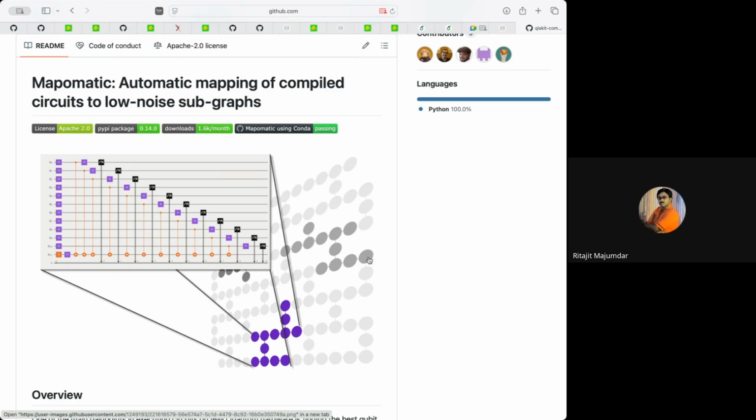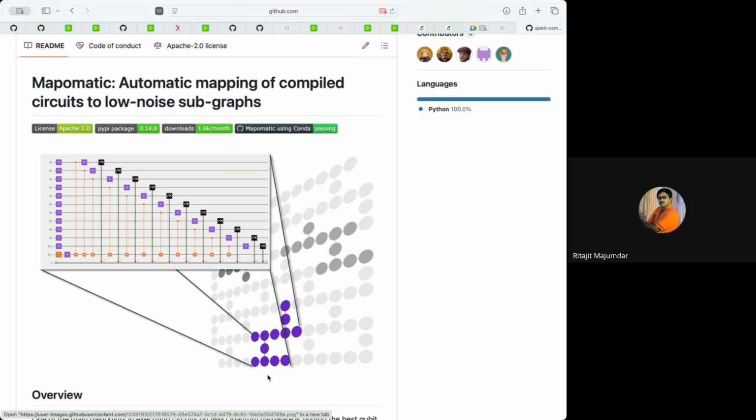If the ordering of the qubits doesn't change, then the number of swap gates required here versus the number of swap gates required here will be the same. So what you can do is start finding different isomorphic layouts. Like this is an isomorphic layout. This one behind is an isomorphic layout.